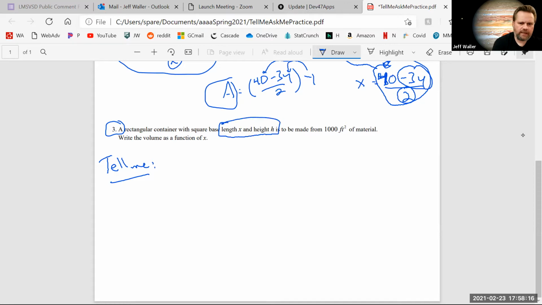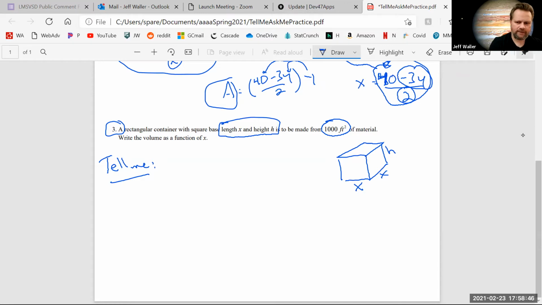So let's see, a rectangular container with a square base. So the base is square. It's got a length x, so it's got a width of x also, and the height is h. Is everybody with me? It's to be made from 1,000 square feet of material. So this is the 3D equivalent of what we're just doing.